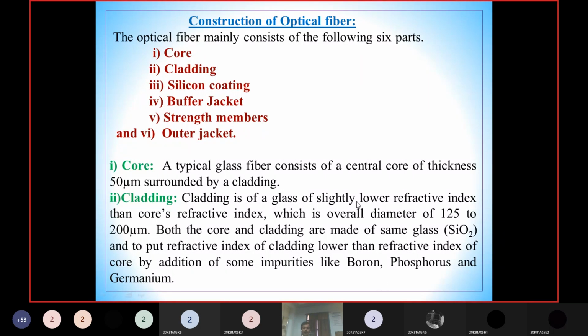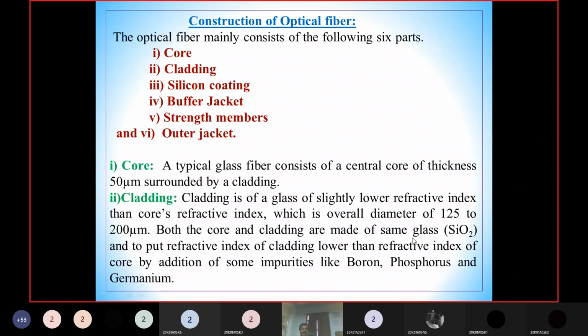Next, it is surrounded by cladding. The cladding is of a glass of slightly lower refractive index than the core refractive index. That means the cladding material is also glass. Suppose in the core we are using silicon glass; in the cladding we also use silicon only, but the refractive index is slightly different, lower than the core. The cladding's overall diameter is 125 to 200 micrometer, while the core diameter is just 50 micrometer.